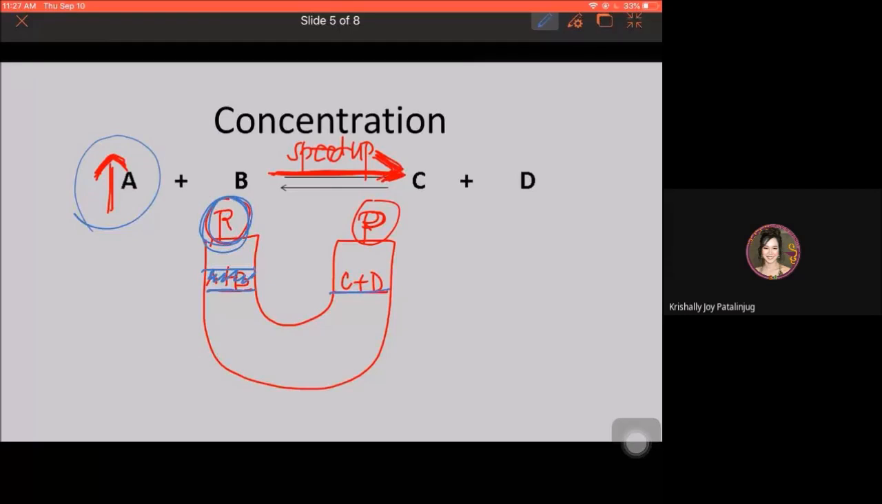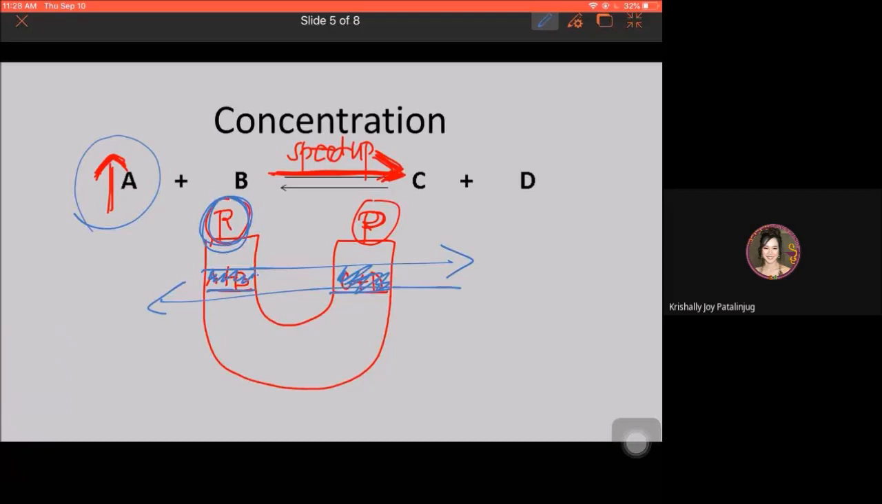Now, Le Chatelier's Principle says that to relieve the stress, to restore the chemical equilibrium state, the system will shift. Which way will it shift? Where is there a lack? Of course, to the product side. That is why the forward reaction will speed up, to restore the chemical equilibrium. So this time, they are equal again. Chemical equilibrium again.